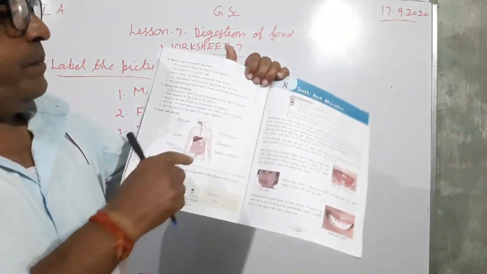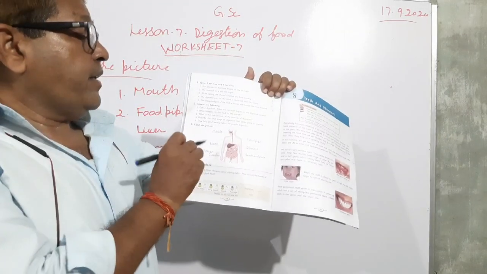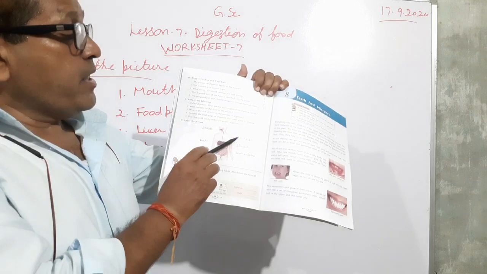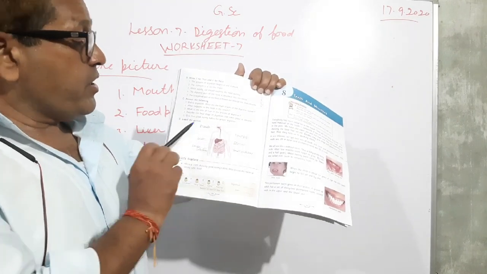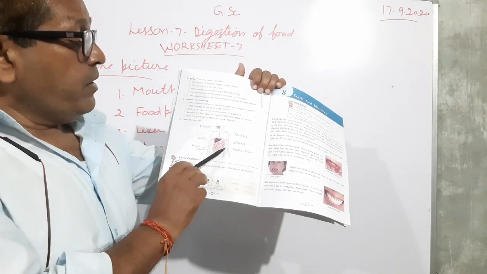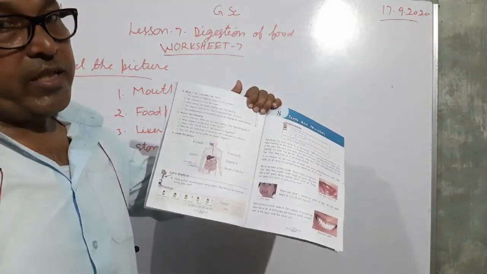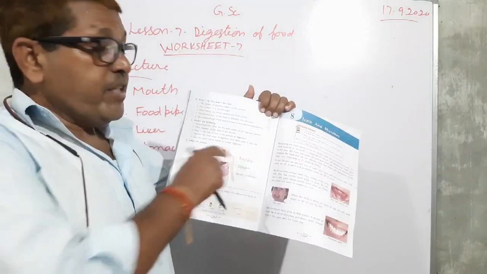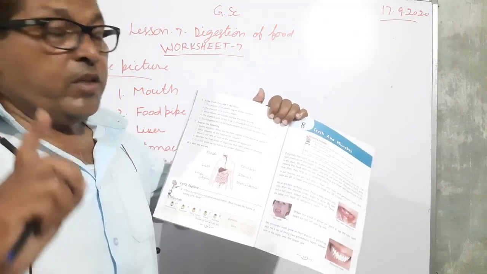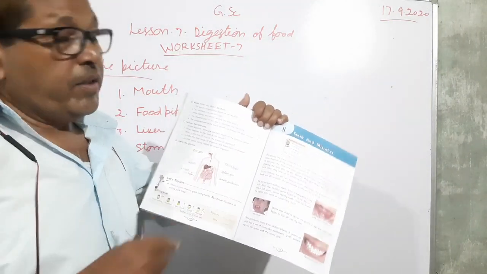So this is the diagram. And label the different parts. This is the mouth. This is the food pipe. This is the stomach. This is liver. This is small intestine, and this is the large intestine. So you can make this diagram in your notebook and label different parts.